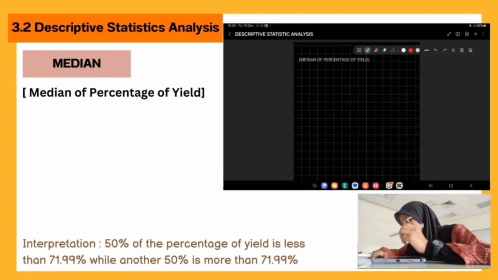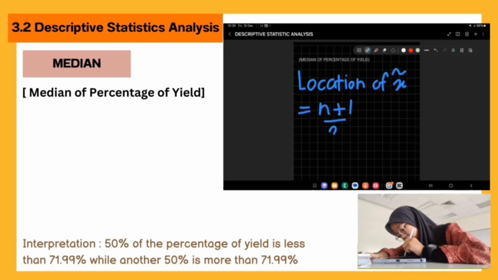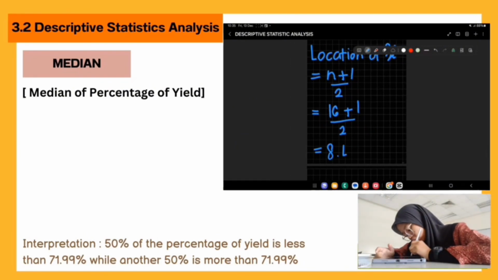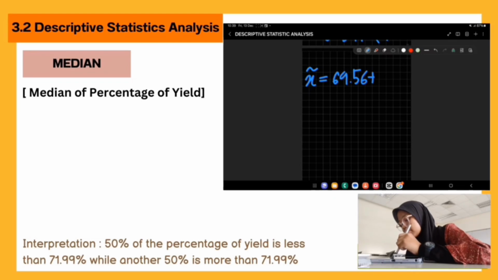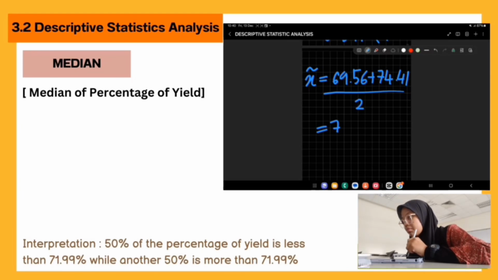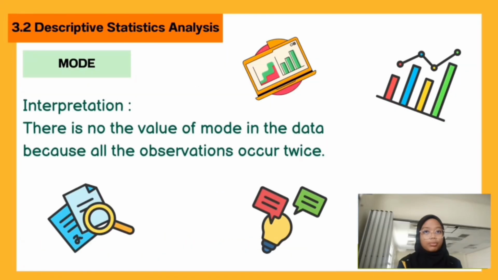Just like I did just now, we have to locate the median of percentage of yield. 16 plus 1 over 2. The answer is 8.5, which means the location is between the 8th and 9th data. For the value of the median, it is 69.56 plus 74.41, and we divide it by 2, and the answer is 71.99. For the interpretation, 50% of the percentage of yield is less than 71.99%, while another 50% is more than 71.99%. For the mode, there is no mode in the data because all the observations occurred twice.